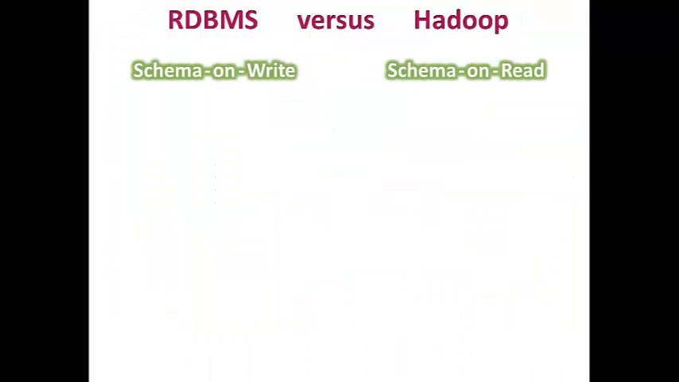Now we'll look at the differences between a relational database and Hadoop. A major difference is in the timing for when you need to create a schema for your data set. With an RDBMS, you need to define a schema before you write data to a table. And with Hadoop, you just do it before you read data from HDFS.